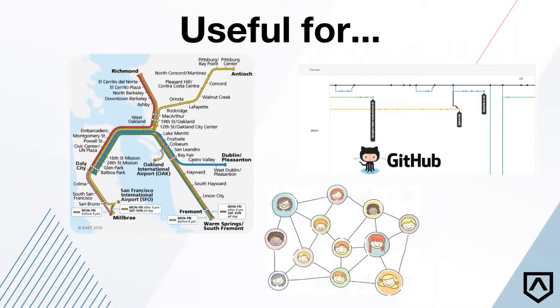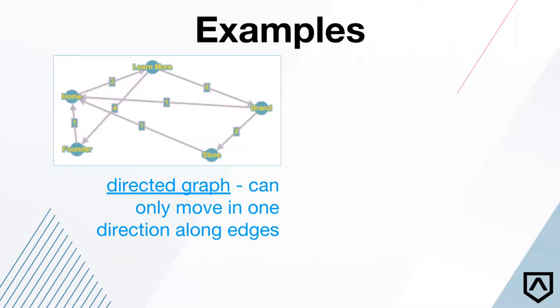And then anything really that you can represent as some type of network. So for example, a social network, a physical network, like maybe a network of cell towers or things like that, we can represent using graphs. Okay. So let's look at a few examples of some specific types of graphs.